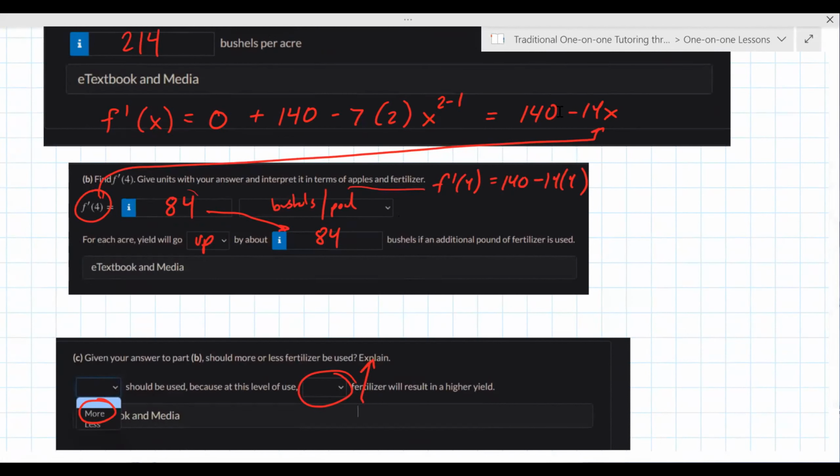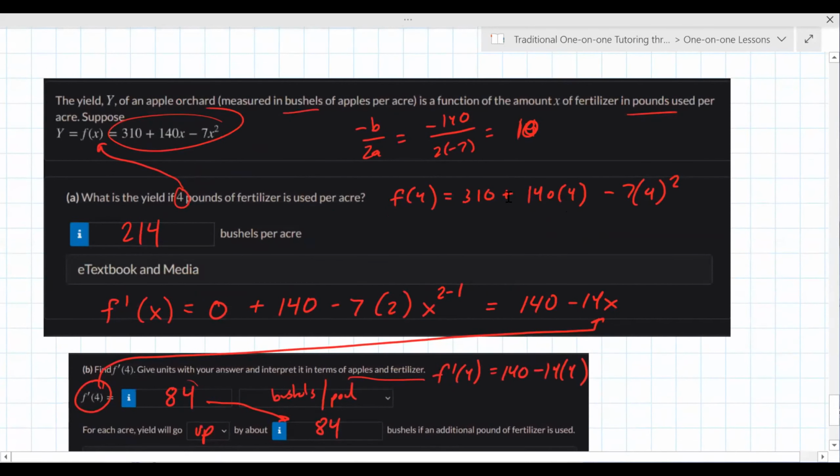Then for the first one, 214 isn't correct for some reason. Okay, well, check my numbers here. All right, I'll go over it. Hold on, let me get my calculator. 4 pounds of fertilizer, 310. So 870 minus. Oh, so I typed this into the calculator wrong. 140 times x, so I got 758. Oh, okay. That looks like it'll work.